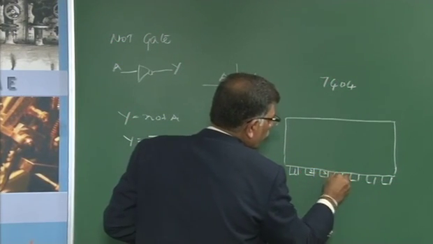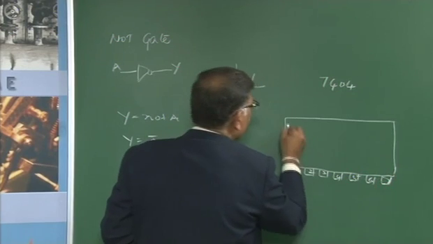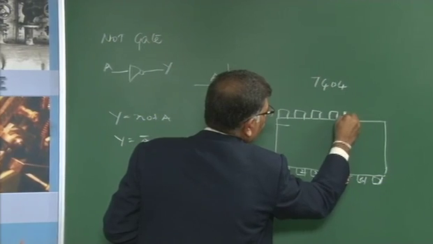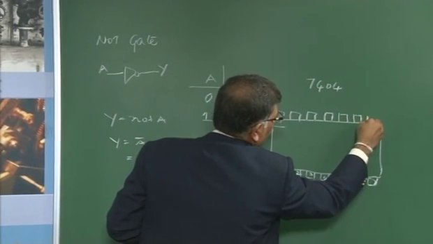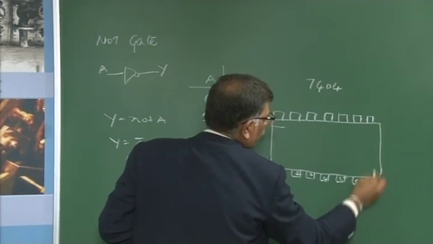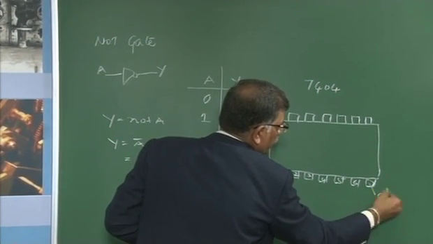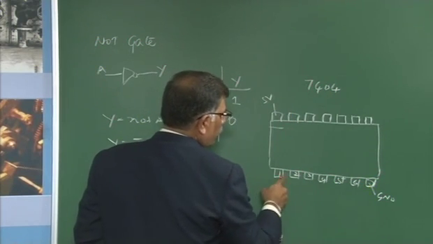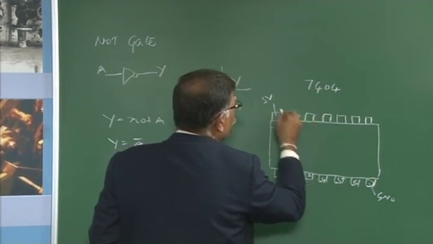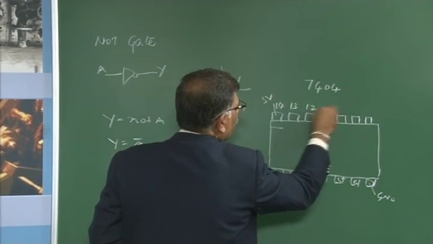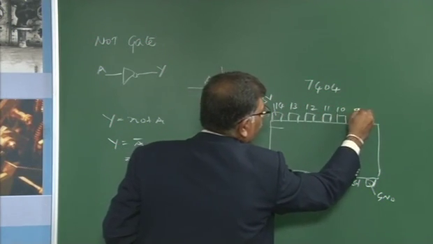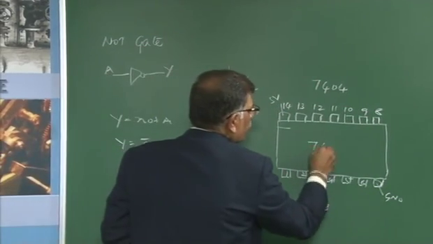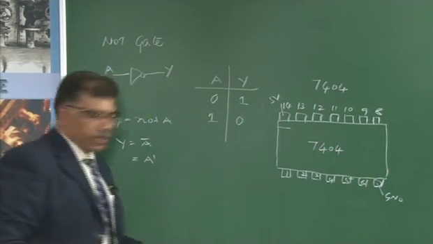Pins 1, 2, 3, 4, 5, 6, 7, and then 14, 13, 12, 11, 10, 9, 8. Pin 7 is the ground. In the laboratory, we have to connect this pin to ground, and pin 14 is for 5 volts. It is a 14 pin IC, and these are the pin numbers. The IC number for the NOT gate is 7404.